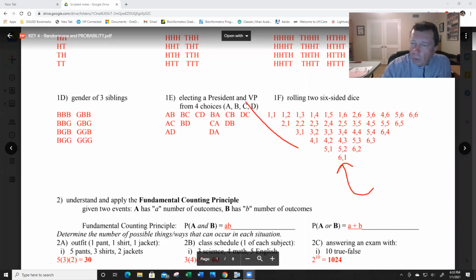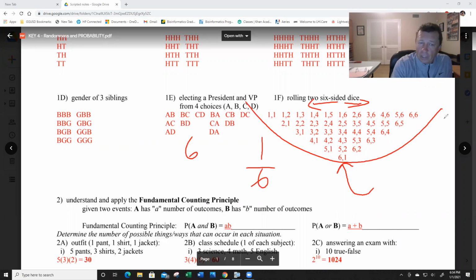This makes a nice little normal curve here, doesn't it? Kind of cool. And as you get away from the 7s, it becomes less common to do. There's 6 ways to get a 7, so 6 out of 36, or 1/6 of all rolls, are a 7.